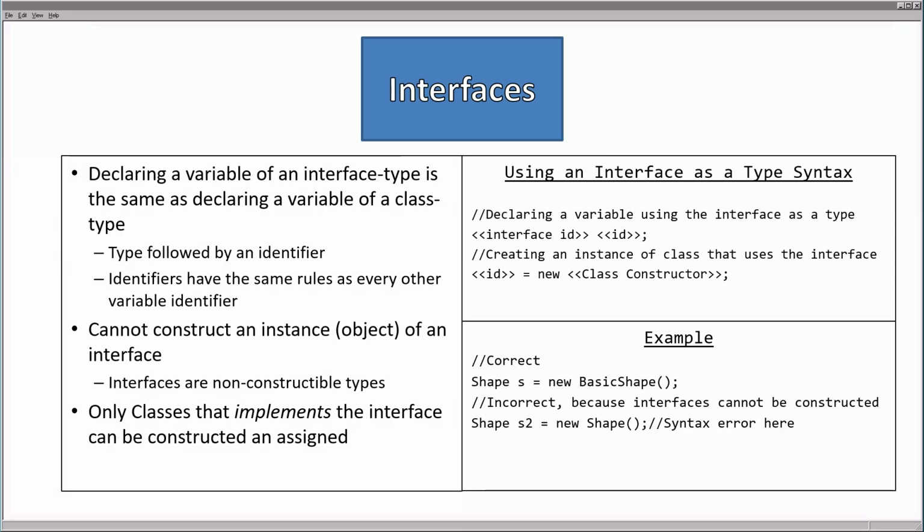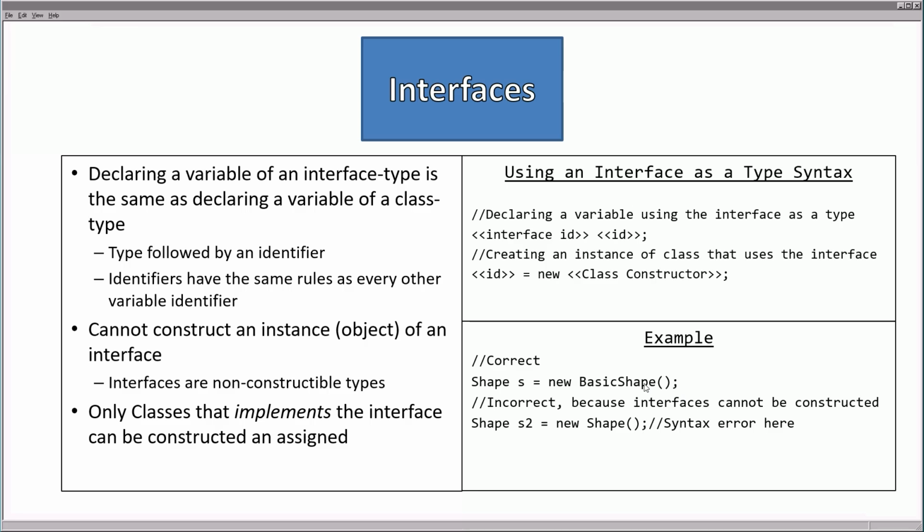Now, in order to use an interface, what we have is simply this. Just like a class, you have the interface ID, that's the type, followed by some sort of identifier. Then what you can do is assign the identifier to a new class constructor. Once again, interfaces create a non-constructible type. You cannot construct an instance of an interface. You can only construct an instance of a class that implements that interface.